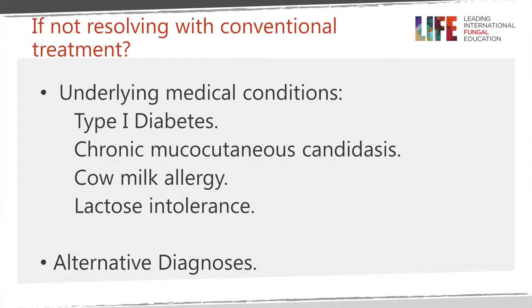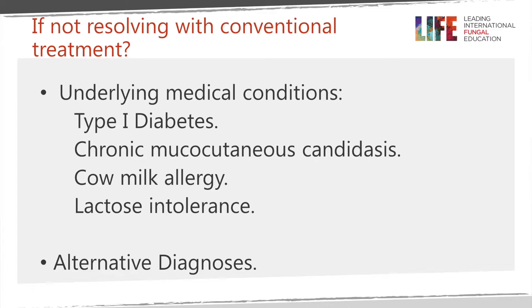Need to be thinking about chronic mucocutaneous candidiasis, which sometimes tends to have its onset early on and progresses on. You need to think of cow milk allergy, because that's altering the flora and making the baby have diarrhea frequently, and all of those are risk factors that put the baby at risk of candida nappy rash. And you also need to think about lactose intolerance.